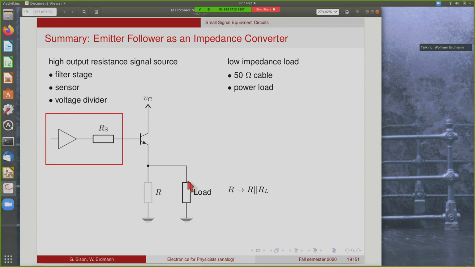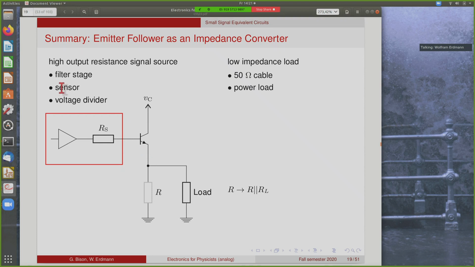Okay, so how do you use this? Obviously, when you have a high output impedance signal source, like a filter, we've in one of the first lectures, Georg talked about cascading filters, which is problematic sometimes when the following filters act as a load for the preceding filters. So this is one application where you can use such an emitter follower in between.